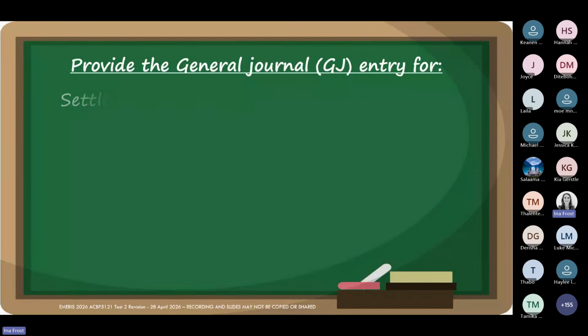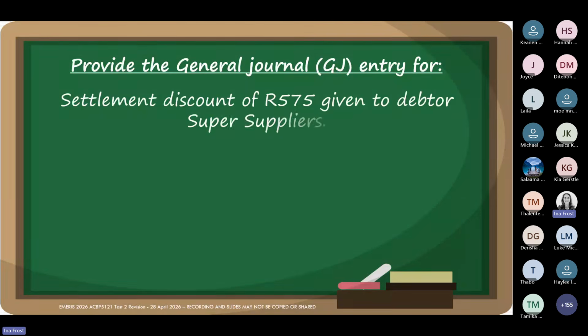Okay, so now I want you just to try this one quickly. We won't spend a lot of time on it, but I just want you to look at this entry. Now we're talking about a settlement discount that we, as the business, are giving to our debtor. Just quickly on your piece of paper, see if you can identify the general ledger accounts that will be impacted by this transaction, and whether we're going to debit or credit each of the accounts.